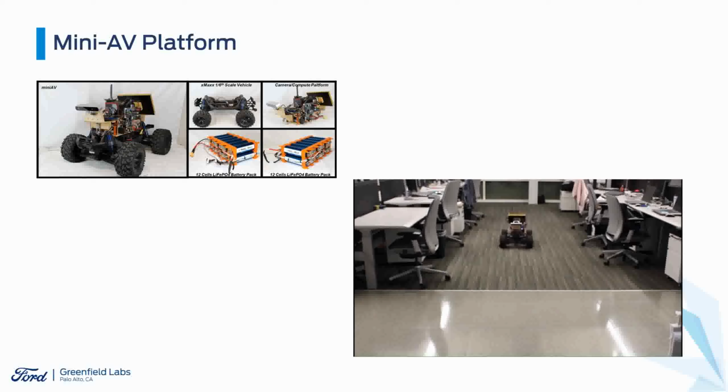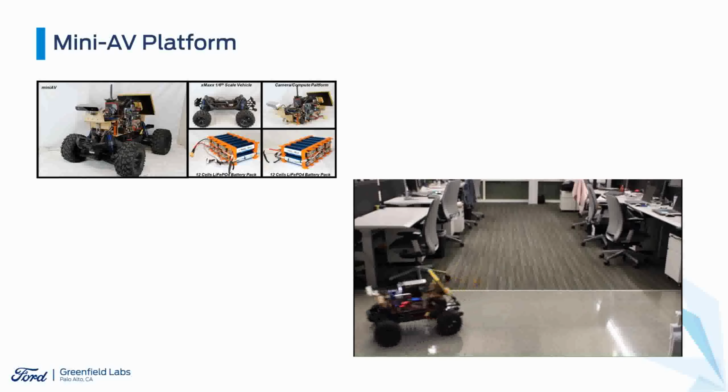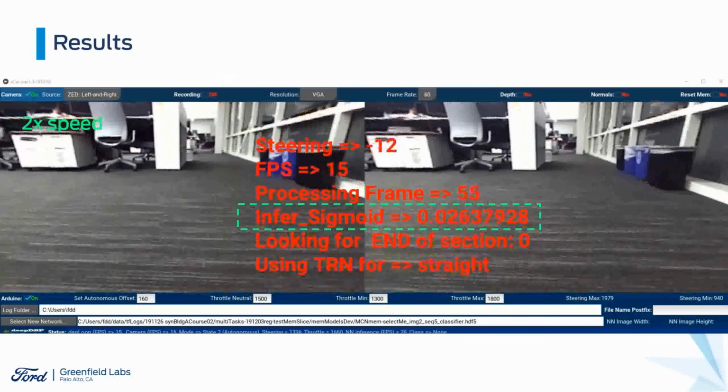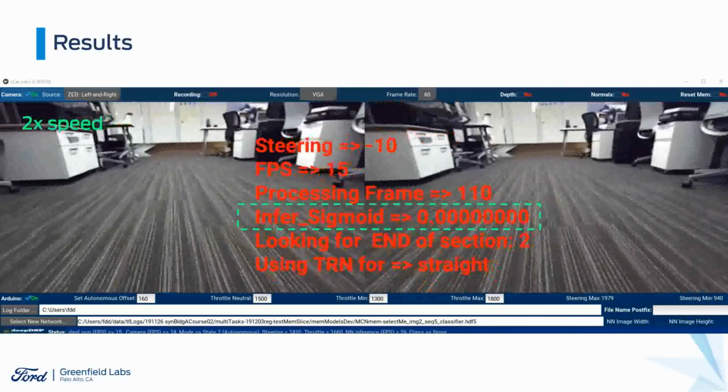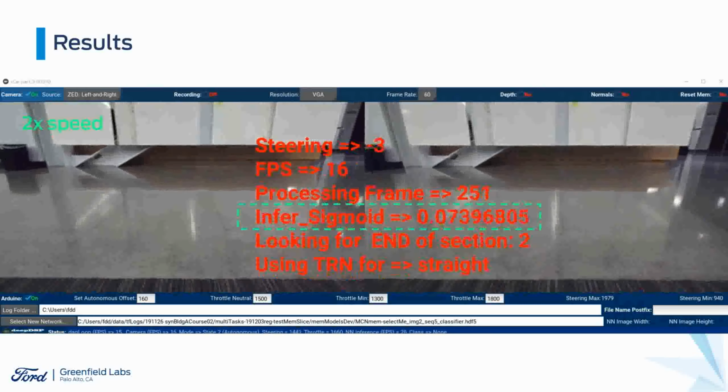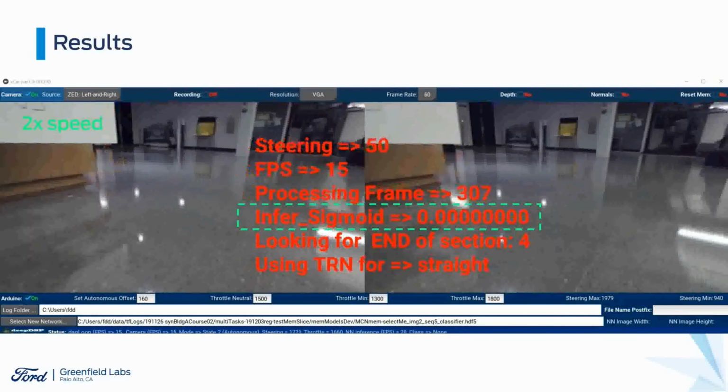We also build and test on a mini AV platform. The vehicle can learn to drive a previously unseen path autonomously after being shown the path once. We use a Siamese-style network architecture that manages the current driving task based on the memory of the one-shot drive. This is the camera view of the vehicle during a real-time one-shot test. And the first sigmoid is the network output that manages the steering task. The current task is listed on the last row.